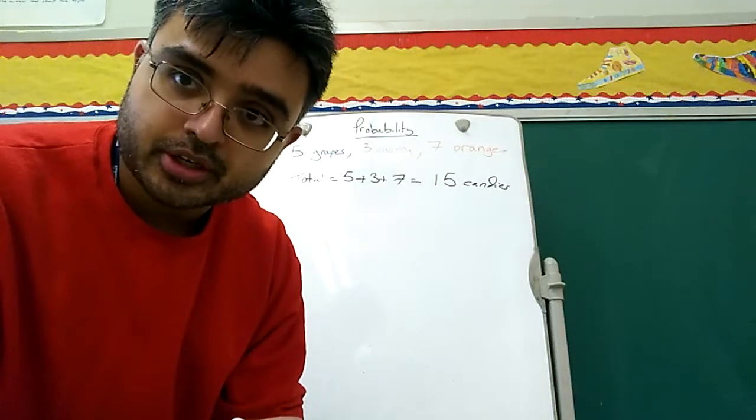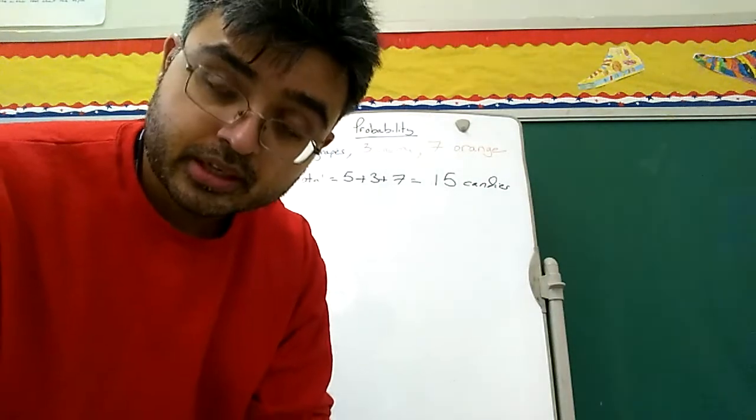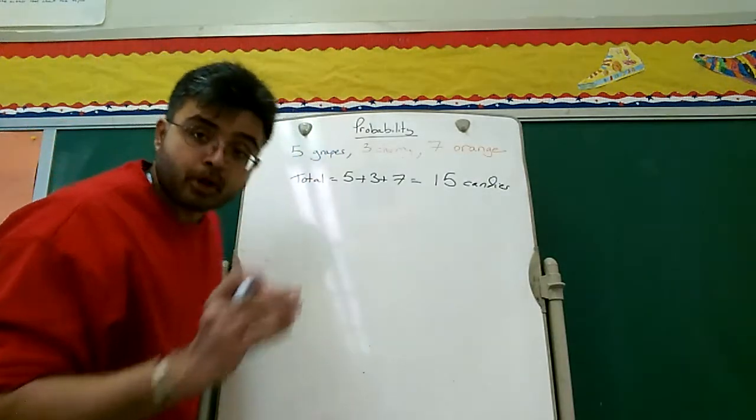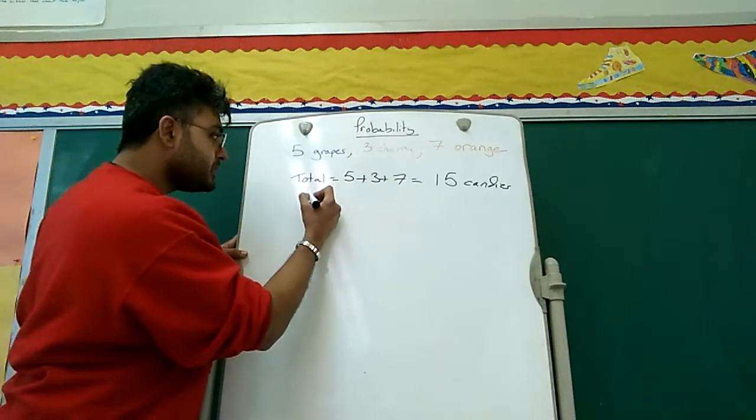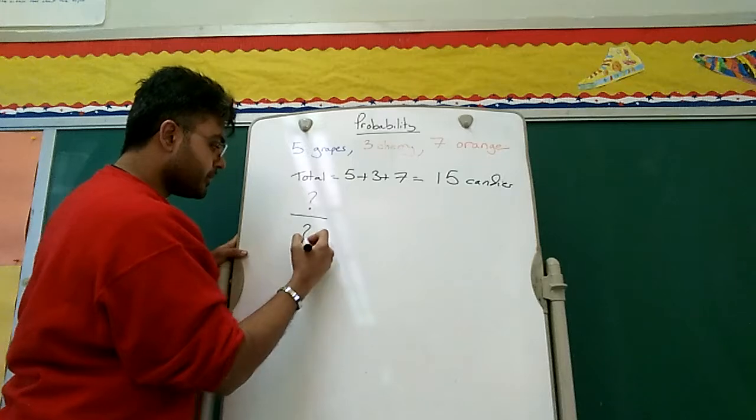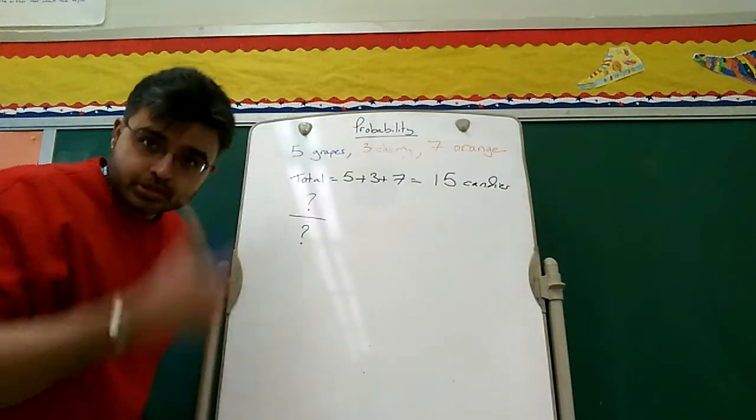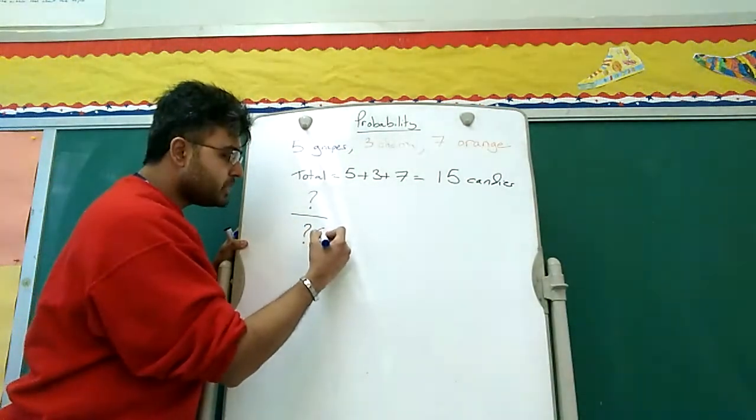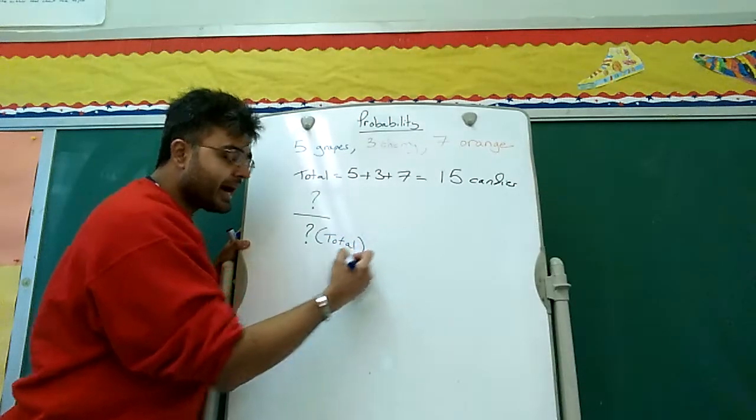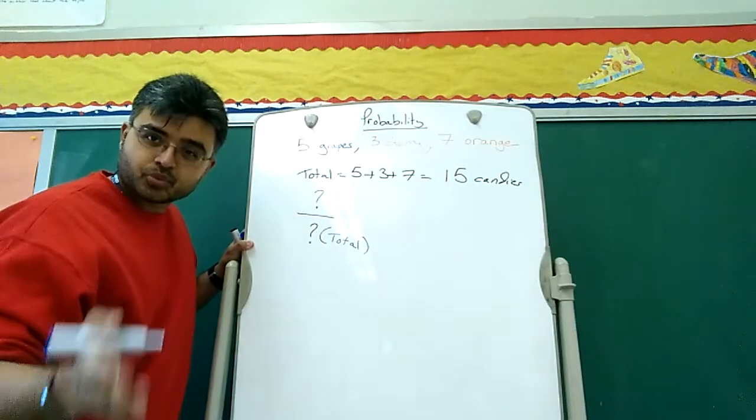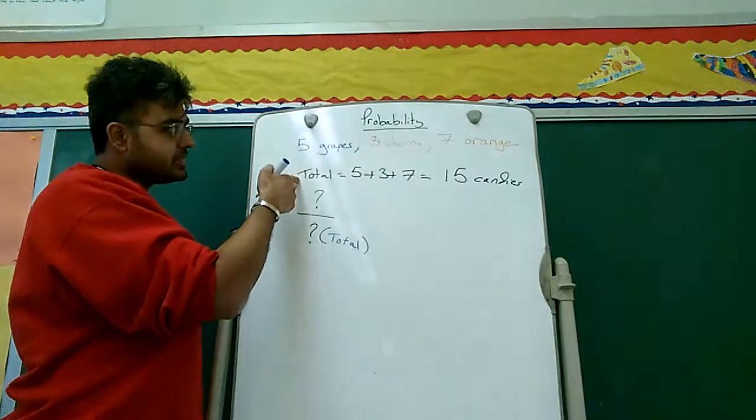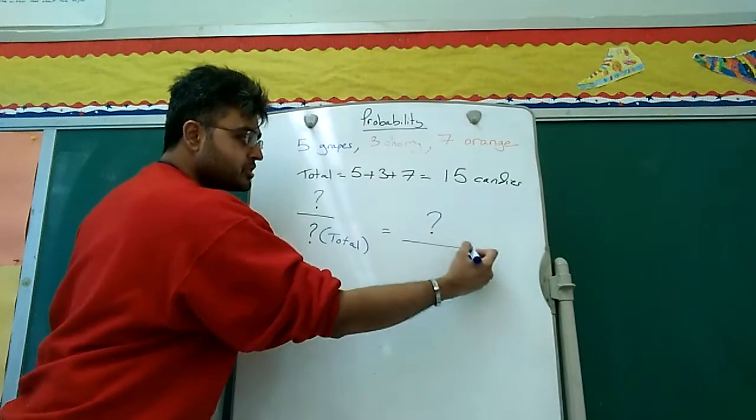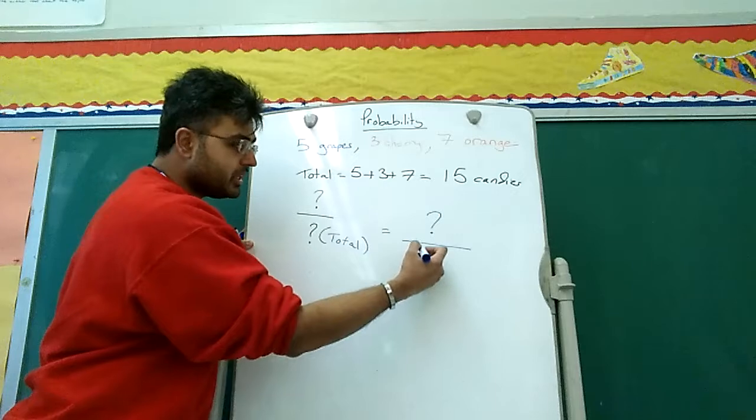Now, let's go back to our question. I want to know, what is the probability of me picking a grape flavored candy? Well, a probability is always a fraction. So it's going to be some number over some number. Now I've told this to the kids. The bottom number, the denominator, will always be the total number of the items. In this case, we know that the total number of candies in this box is 15. Therefore, whatever this number is has to be over 15.